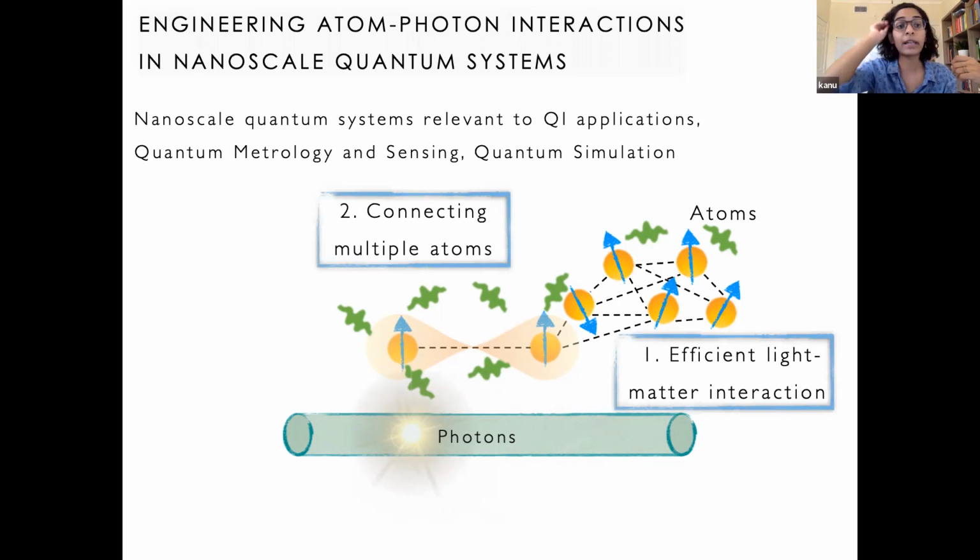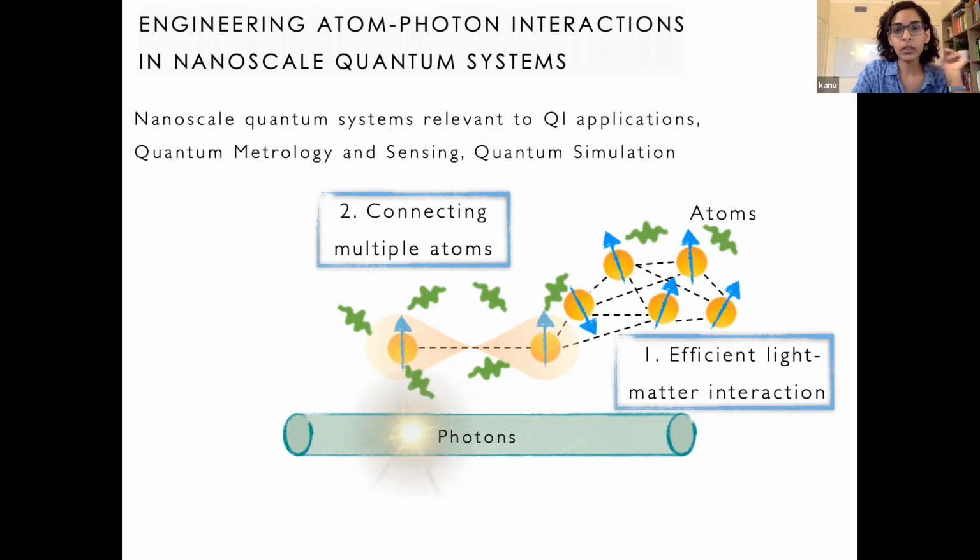One is, of course, we'd like to be able to interface our atoms and photons more efficiently, so to build efficient light-matter interfaces. And the other is to be able to connect multiple atoms over long distances. And these are the two broad ideas that I'll discuss today.